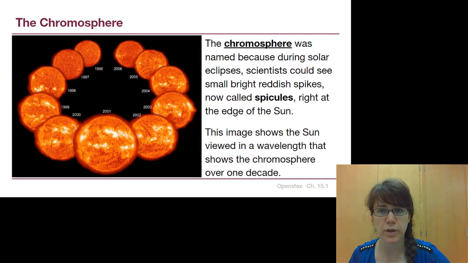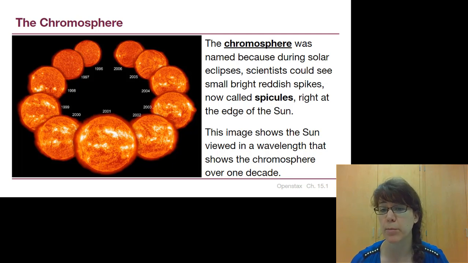Now the chromosphere was named because of those small pinkish red spikes that we just saw. Those spikes are now called spicules. We'll see a slide of them coming up next. But that's where the name came from. If we're looking at the chromosphere, we tend to be looking at a particular set of wavelengths that are usually in the near ultraviolet. So it's highlighting plasma that is slightly hotter than the photosphere. And we'll talk about why that is in a second.